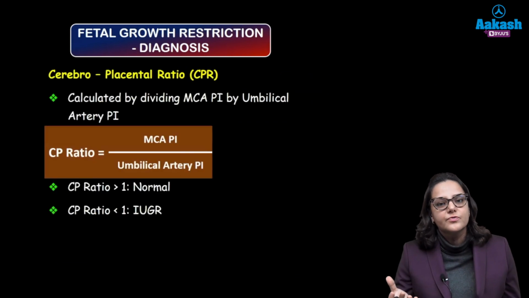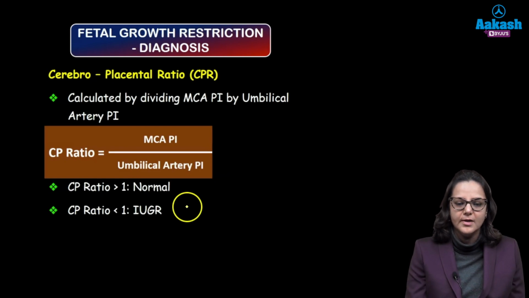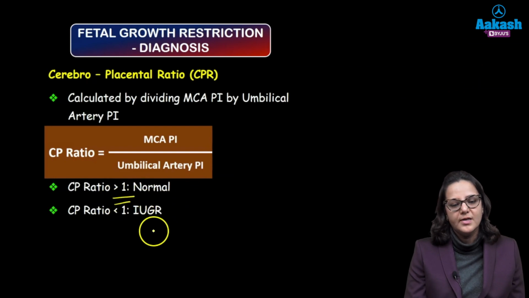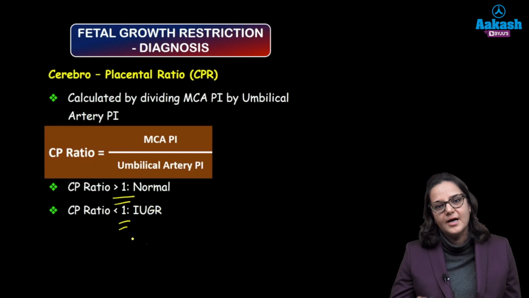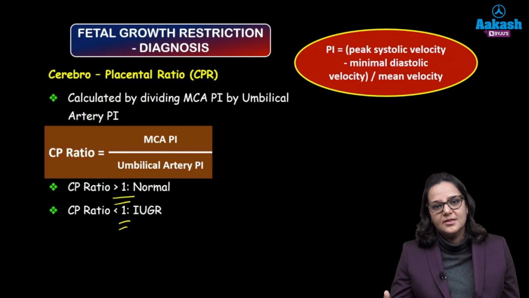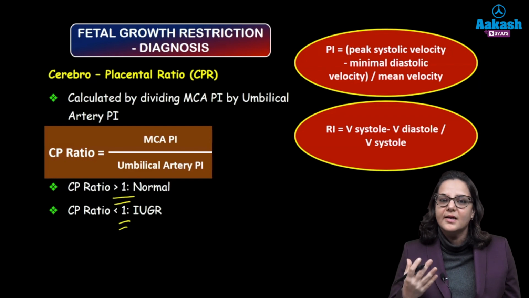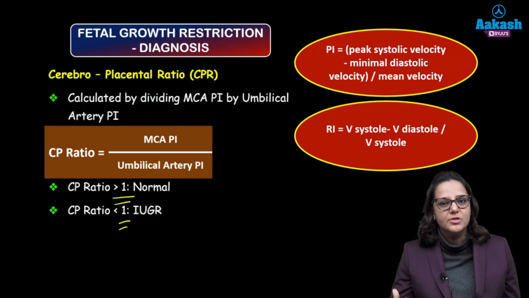There are a few ratios which are used to define IUGR. The most commonly used is the cerebroplacental ratio. This ratio is calculated by the ultrasound machine itself. So you just need to look at the number and remember it. If the CPR ratio is more than 1, it is normal. If it is less than 1, then it is IUGR. The ratio is MCA PI by umbilical artery PI. PI is nothing but the pulsatility index, and RI is the resistivity index. These are the indices which are used by the color Doppler machine to calculate the resistance through the various arteries. So just do not get confused.